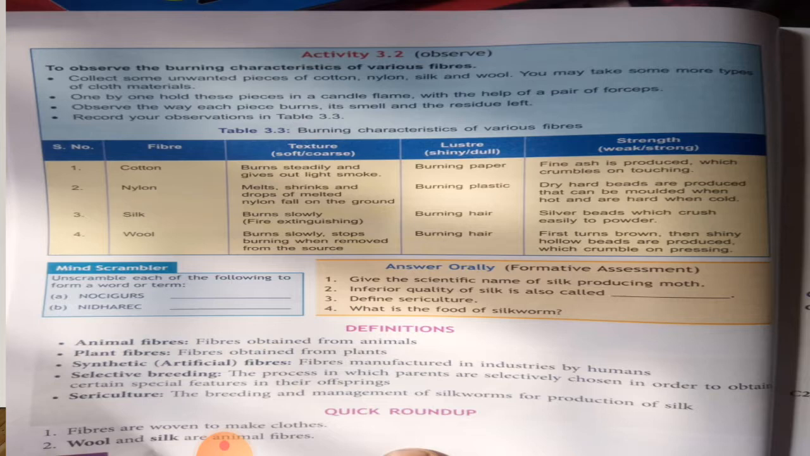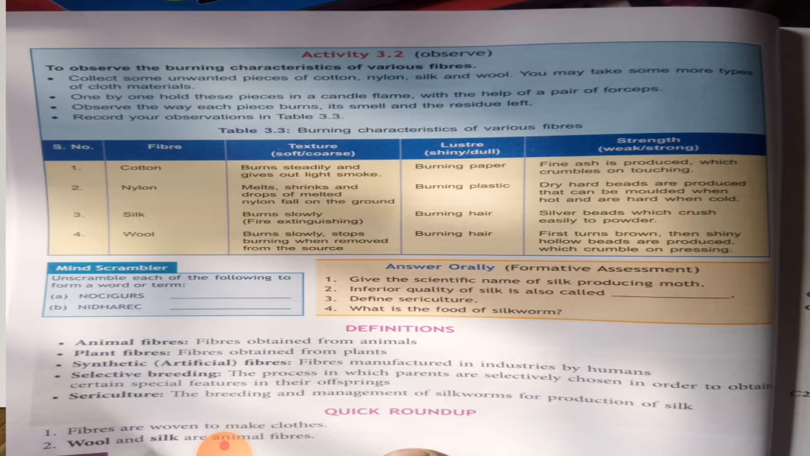Next, observe the way each piece burns, its smell and the residue left. So next you all have to observe the way each piece burns, its smell and the residue left. Next, record your observation in Table 3.3. So you all have to record your observation, and you can see the observation in Table 3.3, that is burning characteristics of various fibers.